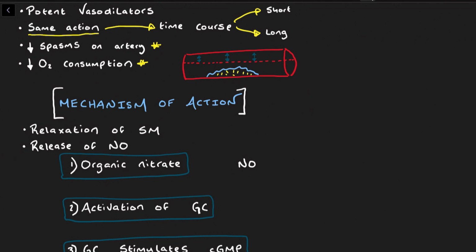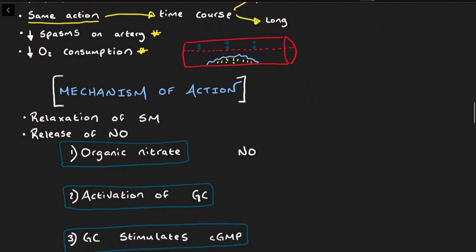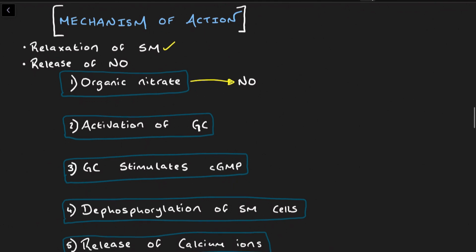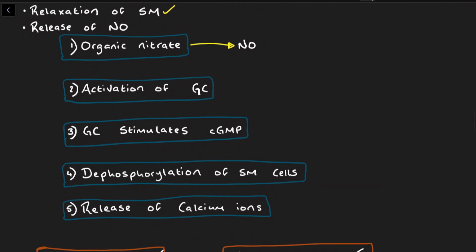So we'll talk about the mechanism of action of the organic nitrates. The major action is direct, non-specific smooth muscle relaxation. Organic nitrates are metabolized with the release of nitric oxide. Nitroglycerin, as an example, is converted into nitric oxide. This then activates the enzyme guanylate cyclase.